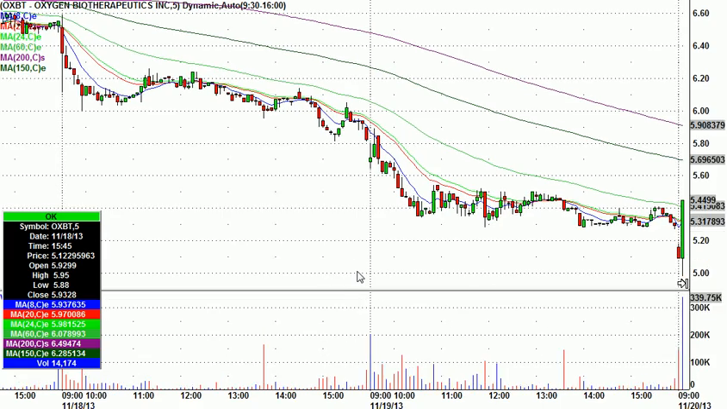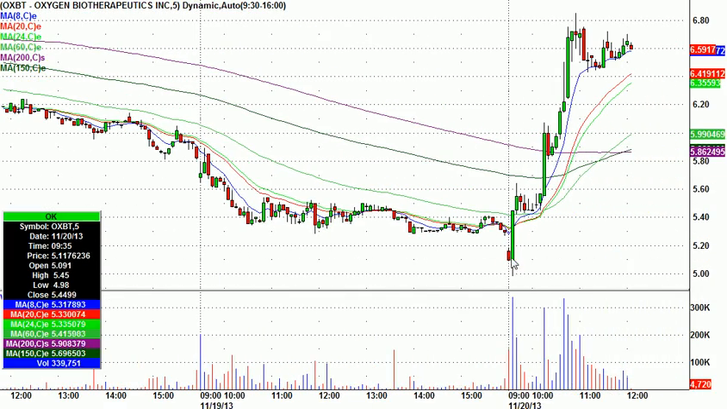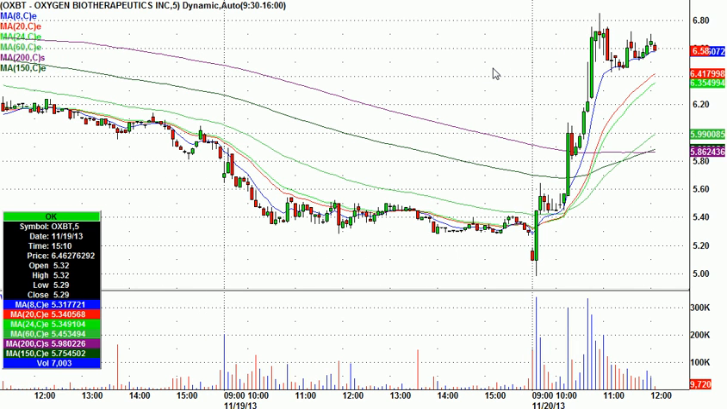And look what happened. It was off to the races. Actually, just to be clear, it went down first and then came up and took out the high of the day. So never underwater. And man, from 5.20, this went up over 6.80. And just a great tool to add to your arsenal.